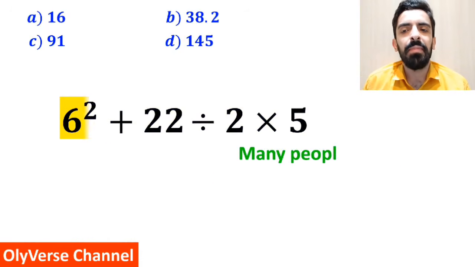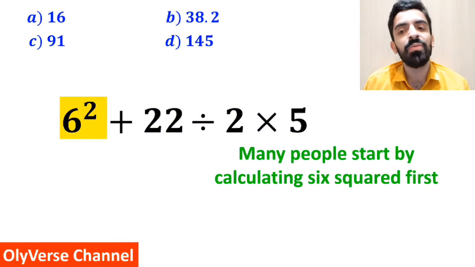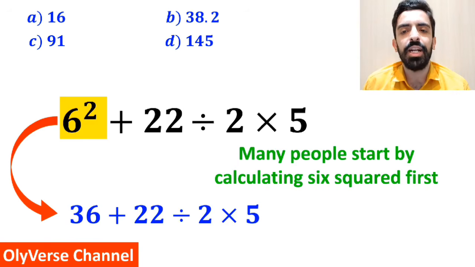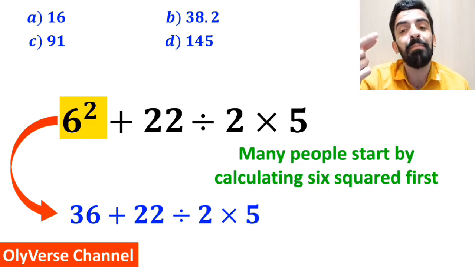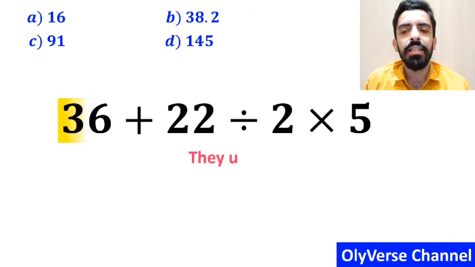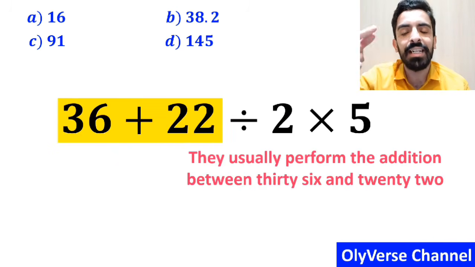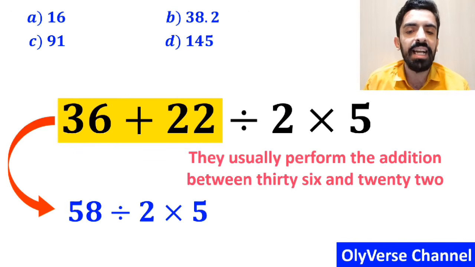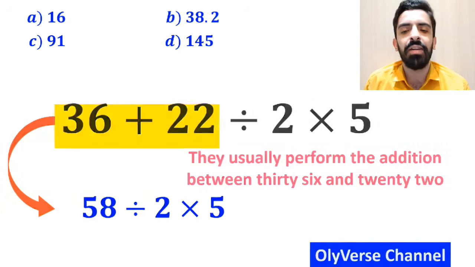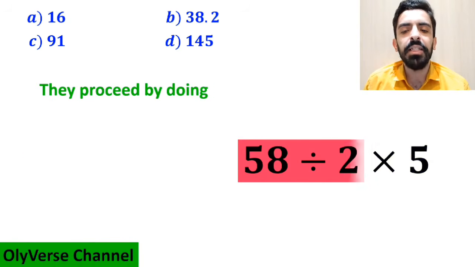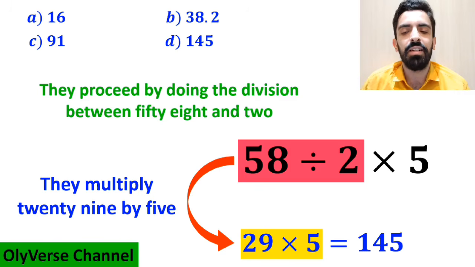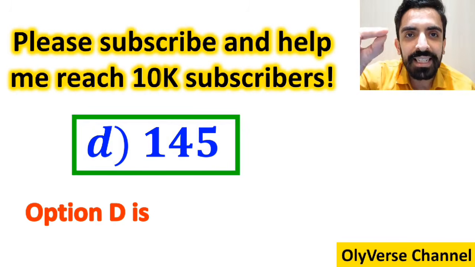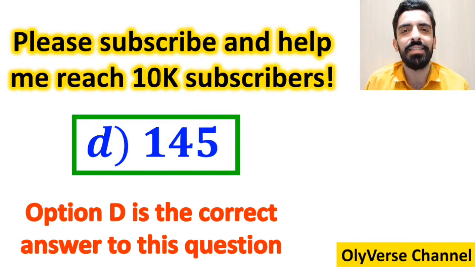To solve this question, many people start by calculating 6 squared first, and instead of the original expression, they rewrite it as 36 plus 22 divided by 2 multiplied by 5. In the next step, they usually perform the addition between 36 and 2 and simplify this expression to 58 divided by 2 multiplied by 5. Then, they proceed by doing the division between 58 and 2, which ends up with the answer 145. Then, without any hesitation, they quickly say that option D is the correct answer to this question.